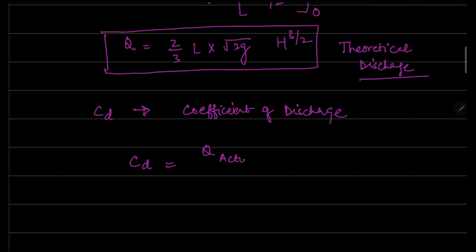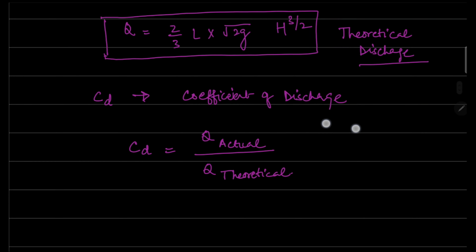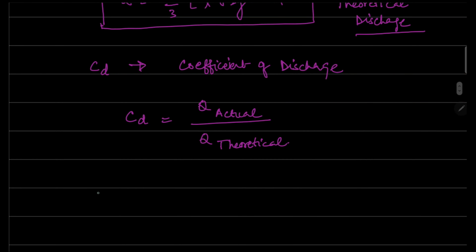Q actual divided by Q theoretical. So the above equation we have got is the theoretical one. So in order to get the Q actual, we can write that CD multiplied by the Q theoretical, that is your Q.